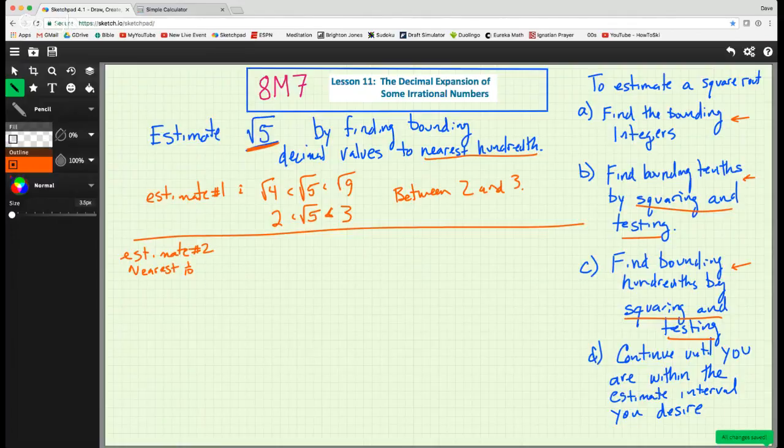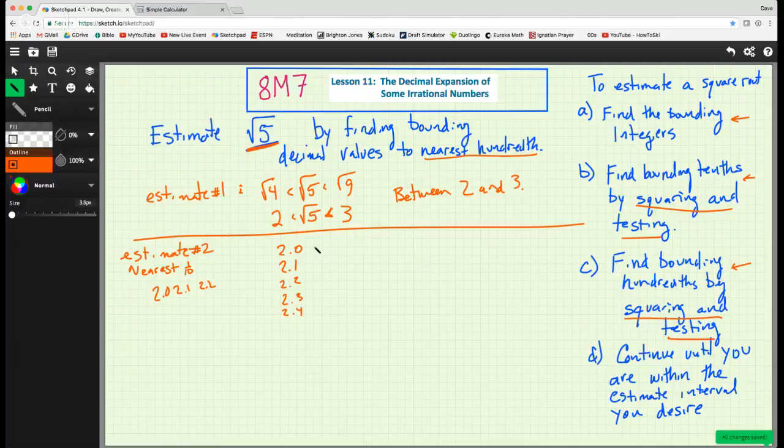So now we want to figure out, is it between 2.0 and 2.1, or 2.1 and 2.2, 2.3? So the way that we're going to do this is we're just going to use a calculator, and we're going to start multiplying numbers until we find which one it's less than and which one it's greater than. We've got to find two bounding intervals.